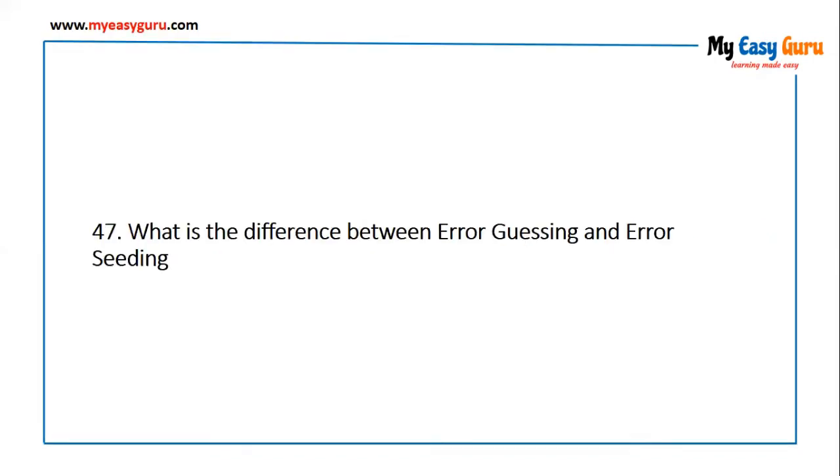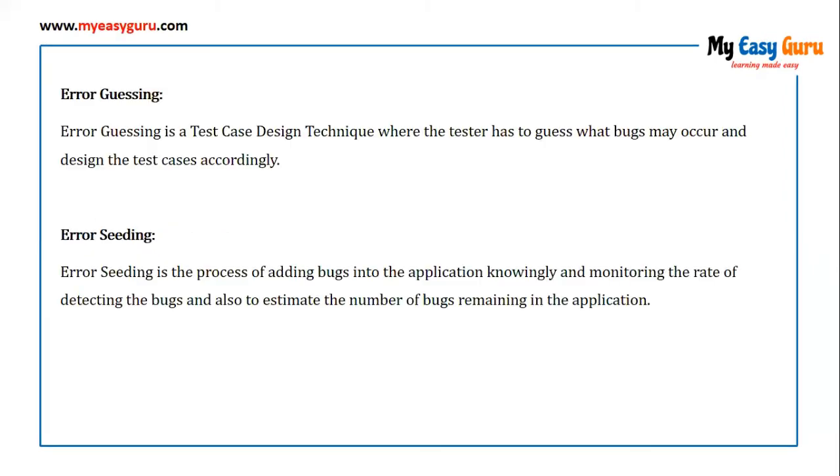Coming ahead to the next question, what is the difference between error guessing and error seeding? Error guessing is a test design technique where the tester has to guess what bugs may occur and design the test cases accordingly. While error seeding is the process of adding bugs into the application knowingly and monitoring the rate of detecting the bugs, and also estimating the number of bugs remaining in the application.